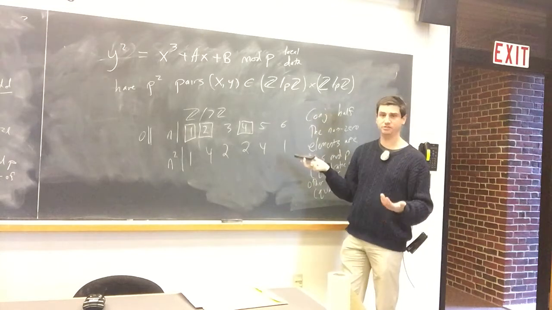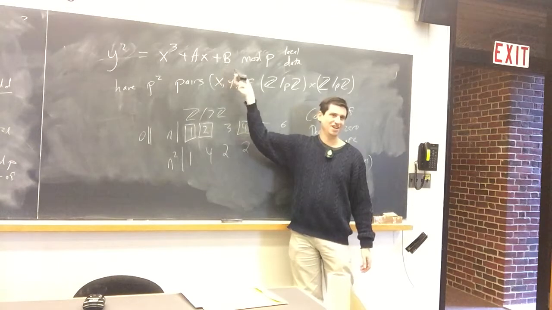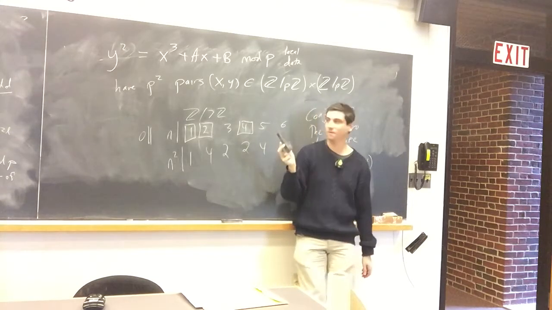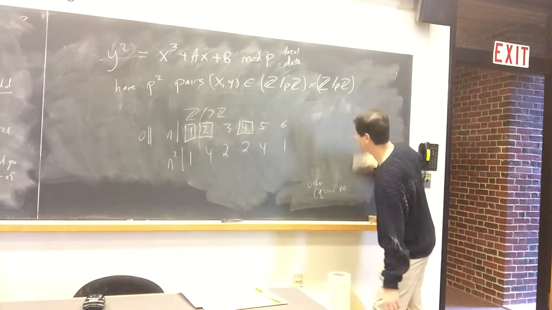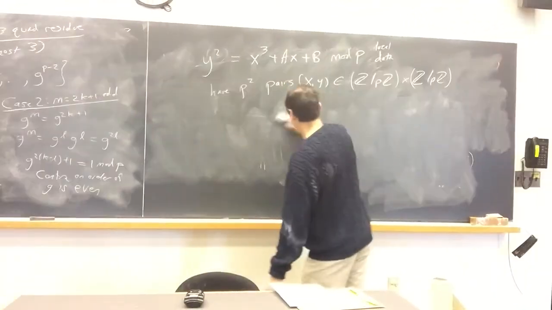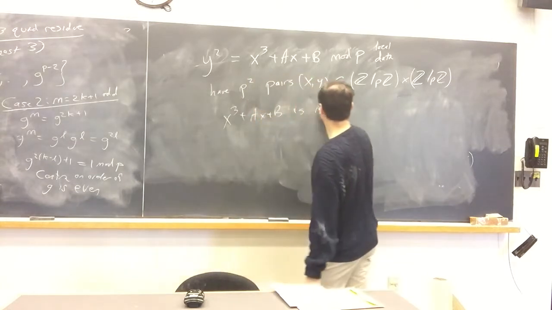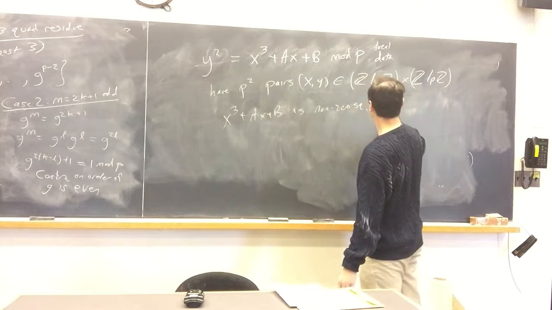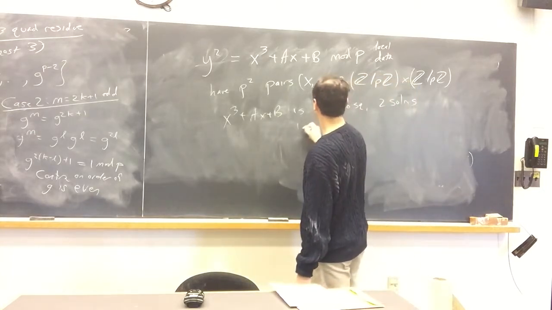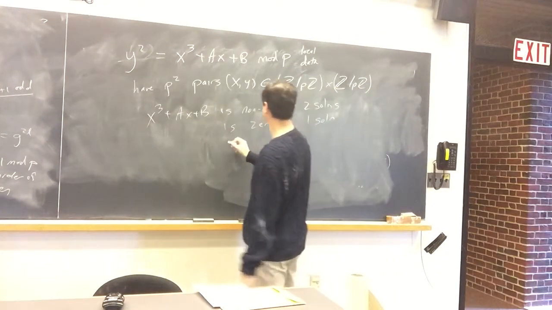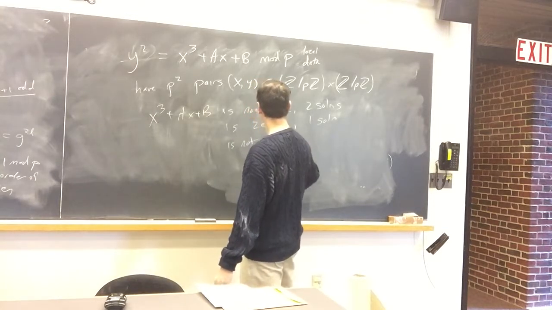Well, we just showed that a non-zero square has exactly 2. So if this is a square, how many solutions are there? Except, there's one thing you have to be careful about. If it's 0. Okay? So now when we're trying to look at what's going on, you're building on intuition. So if x cubed plus ax plus b is a non-zero square, 2 solutions. If it is 0, how many solutions? 1 solution. And if it is not a square, 0 solutions.